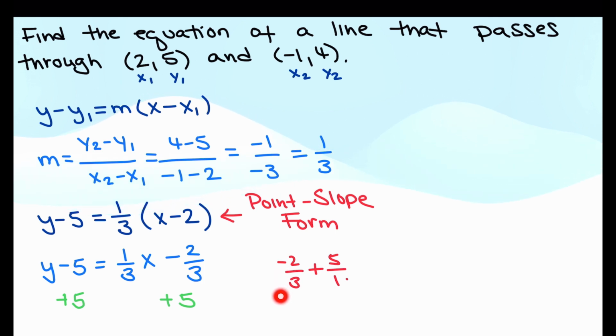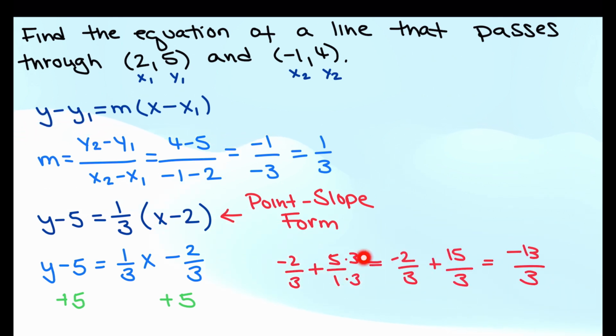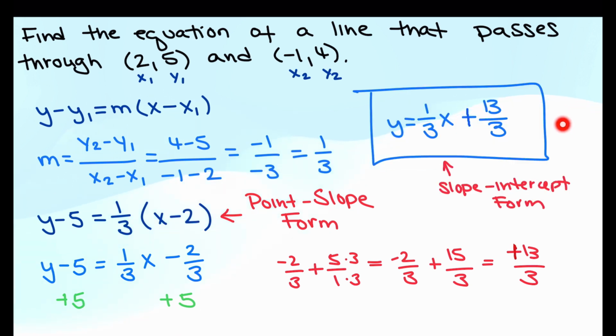So negative 2/3 plus 5 over 1. We need a common denominator to do the addition. So I'm going to take the 5 over 1 times 3 over 3. 3 is my common denominator. So now I have negative 2/3 plus 15/3. And if I add the numerators, negative 2 plus 15 is 13, and I get 13/3. So my final answer in slope-intercept form is y equals 1/3 x plus 13/3.